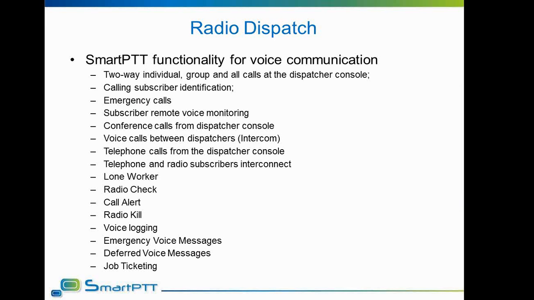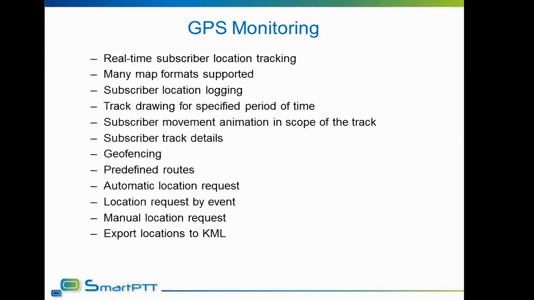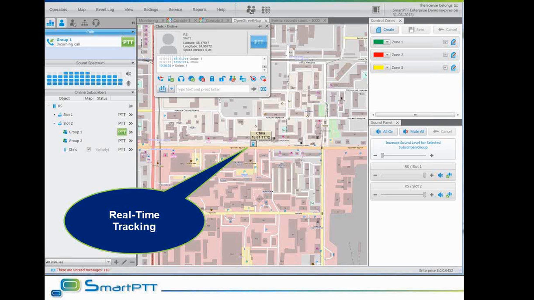The next global feature is location tracking. SmartPTT supports a number of different map formats, including MapPoint, OpenStreetMap, Open Vector Map format, known as Polish map, and specially made raster maps. Subscribers are shown on the map in real time. Location data is also logged in the database.